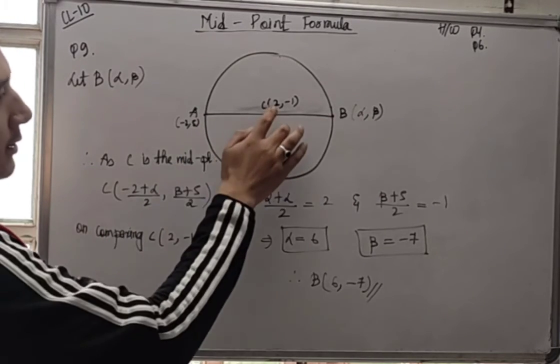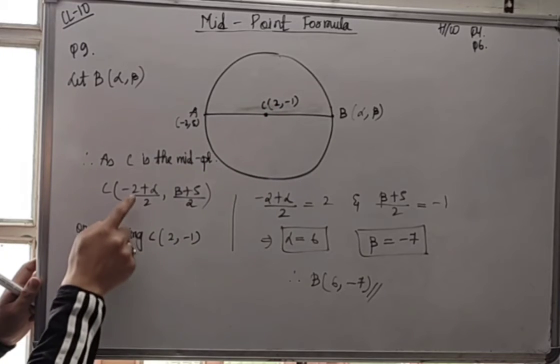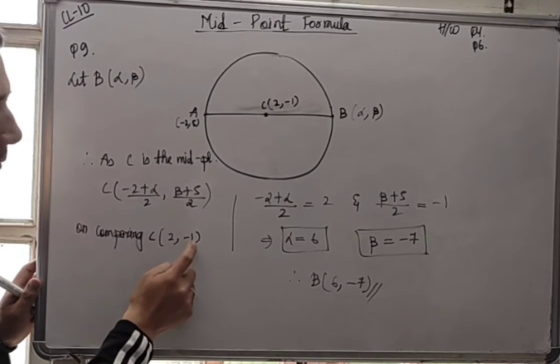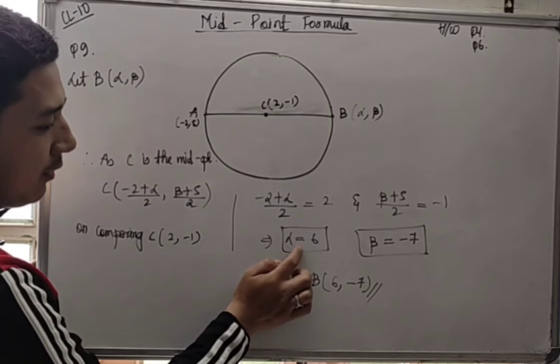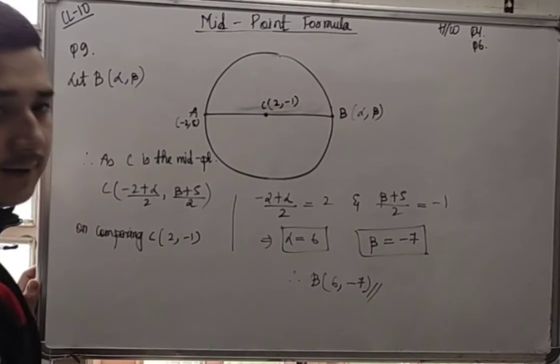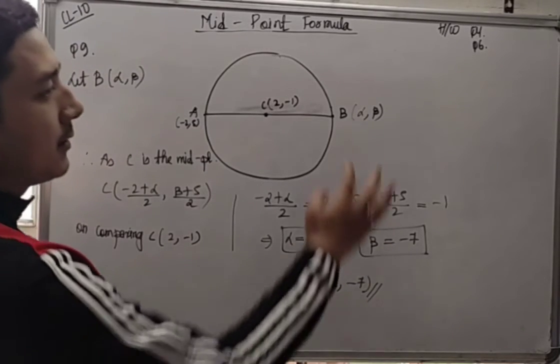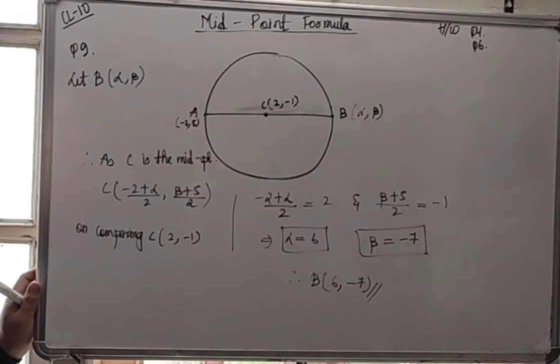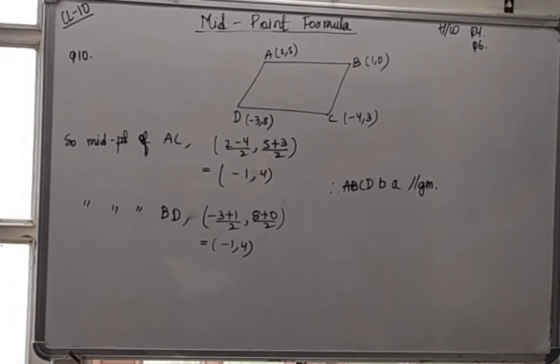Again, I know C is this also. So on comparing, this equals 2, this equals -1. Please find the values of alpha and beta. You'll get alpha is 6, beta is -7. So hence B is nothing but (6, -7). So please pause the video and note it down, boys. All right, boys, let's move on to the next question. That is question number 10.